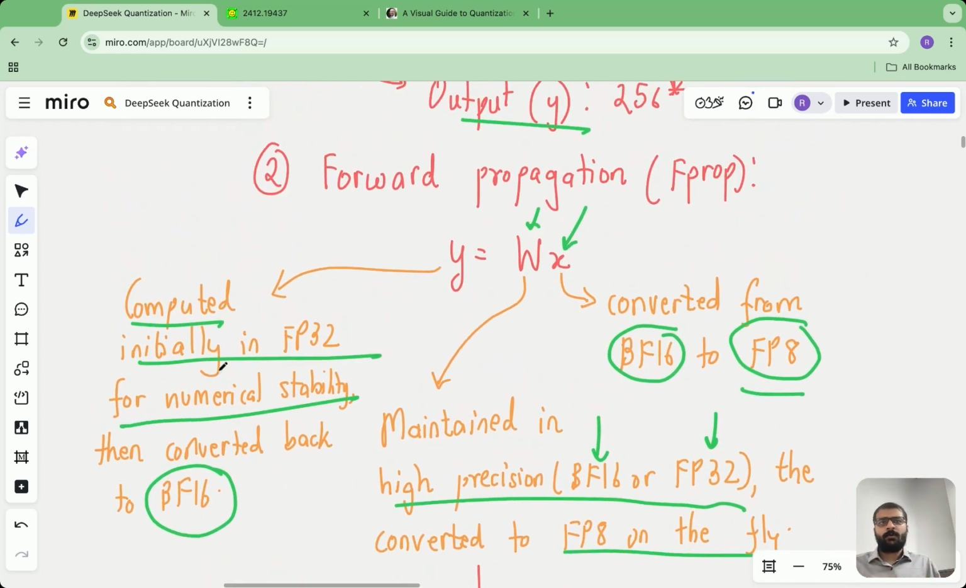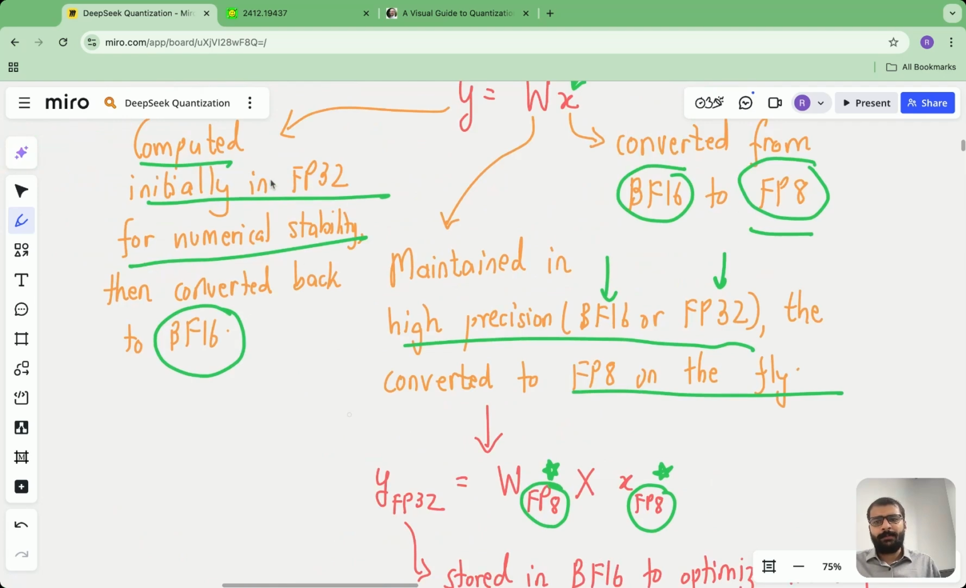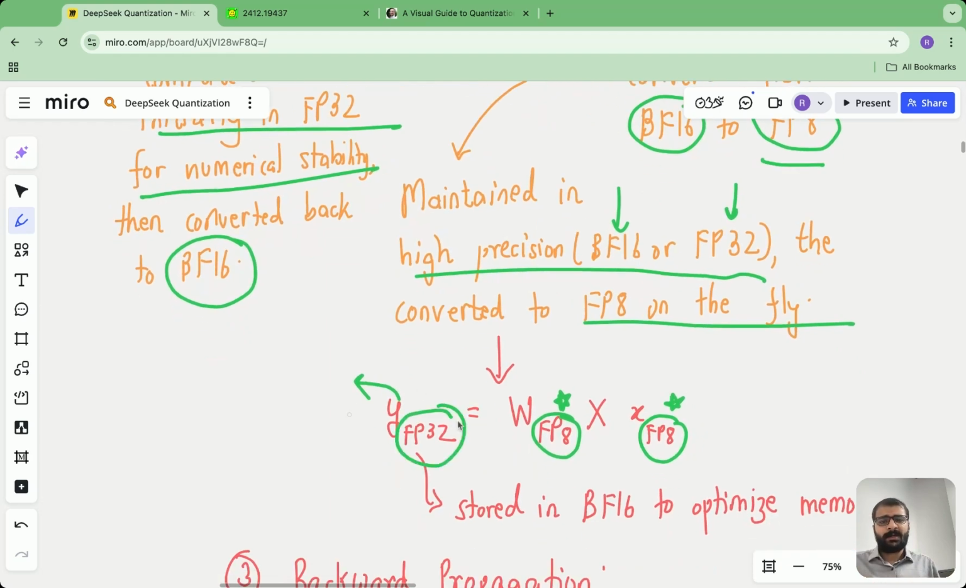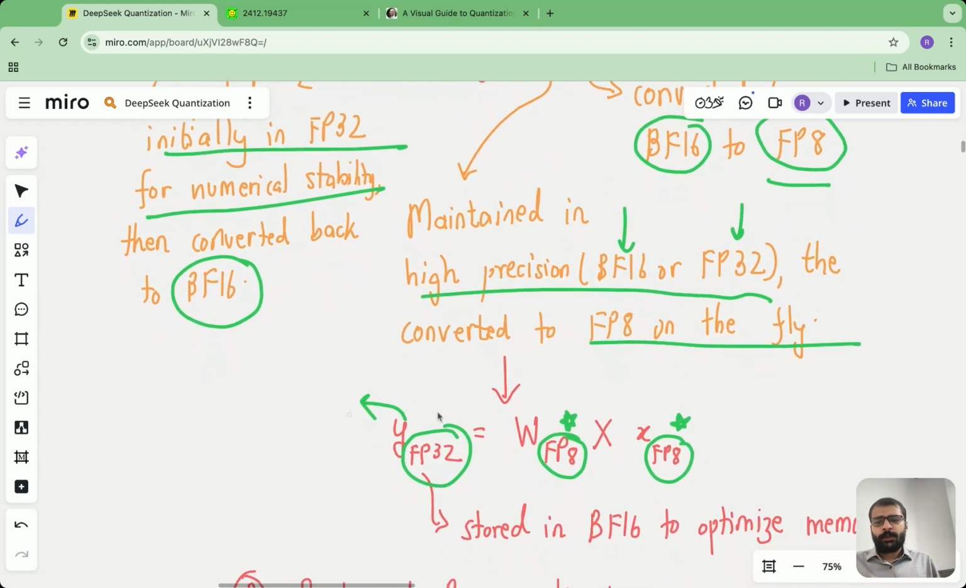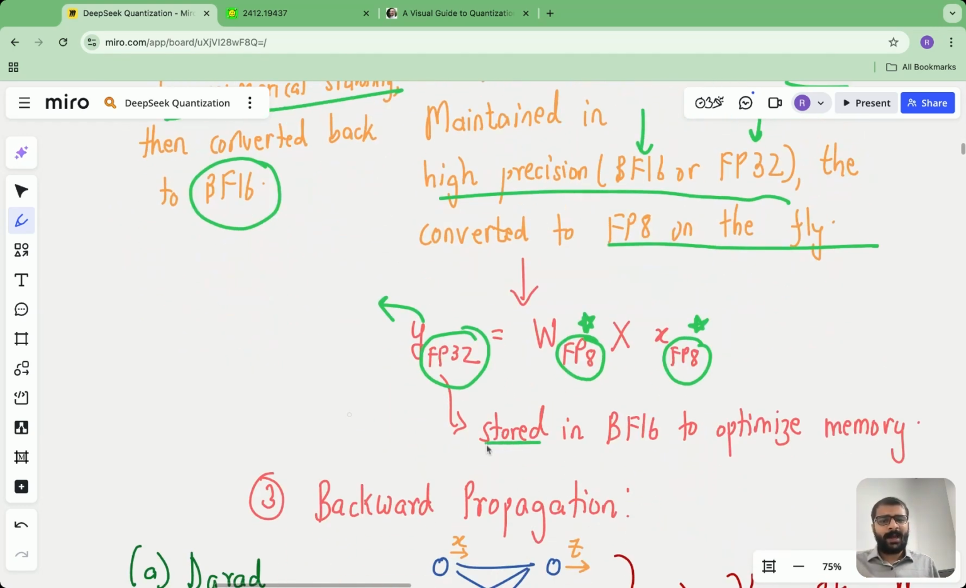So whenever we have forward propagation modules anywhere in the large language model, what DeepSeek did was this multiplication of a floating point 8 and a floating point 8. So it took up less memory, and the output they computed initially in floating point 32. Remember that when a floating point 8 is multiplied by a floating point 8, we get a higher decimal representation. So we can get the output in a higher format compared to the inputs. So the output is computed initially in floating point 32 for numerical stability, but then it's converted back and stored in BF16 to optimize the memory.